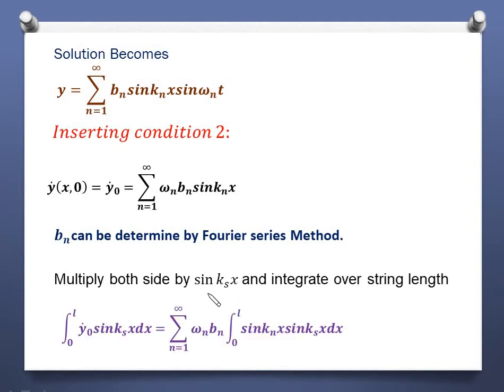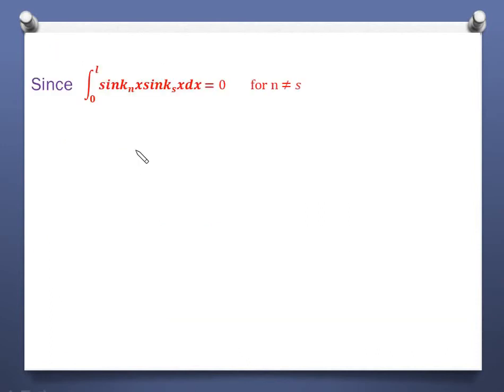So if you multiply and integrate over 0 to L, now in the left hand side we have this, in the right hand side we have the sum of an infinite number of terms, and that sum is over n. Now note, this integration will be 0 when n is not equal to s.